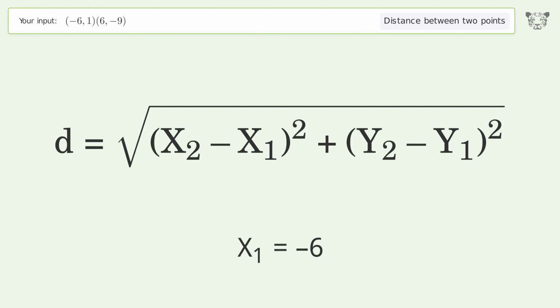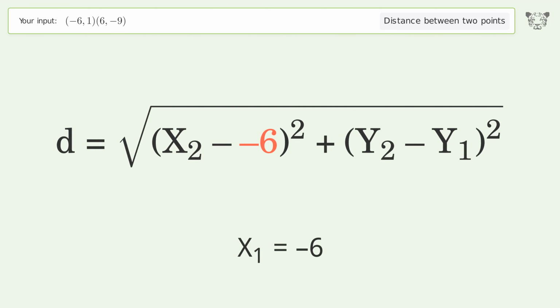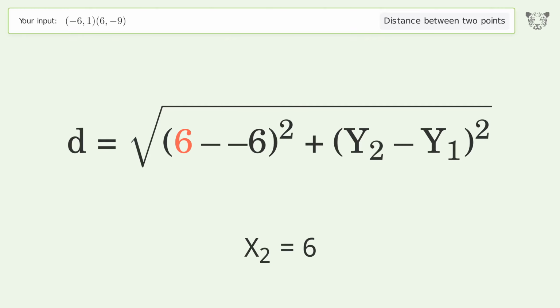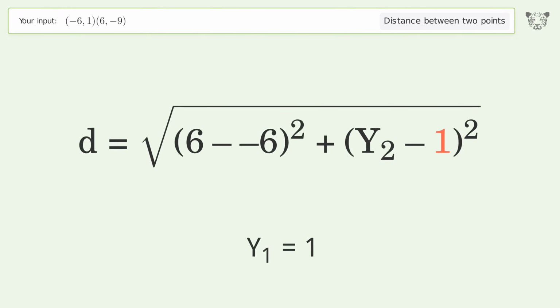x1 equals -6. x2 equals 6. y1 equals 1. y2 equals -9.